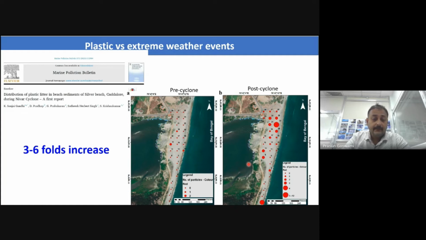Again, this is a report from the east coast of India, in which authors took a beach survey and counted the number of plastics before and after a cyclone. And again, they observed a nearly 3 to 6-fold increase in the number of plastics deposited in the coastal areas of Cuddalore district. So these are the evidences that post-cyclonic event, the coastal community or coastal marine food chain may face more or enhanced pollution from plastic.